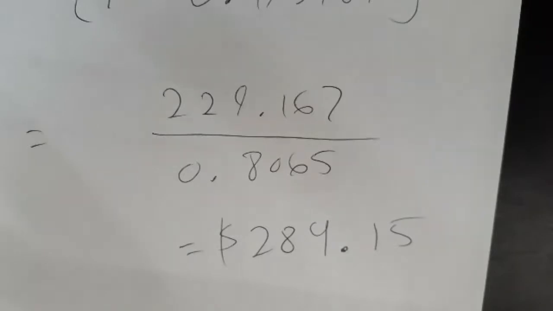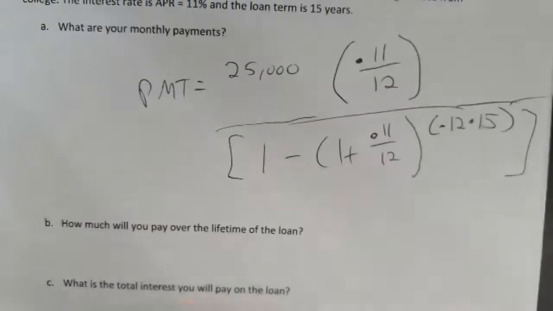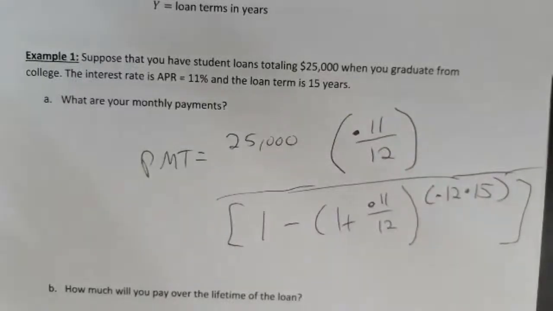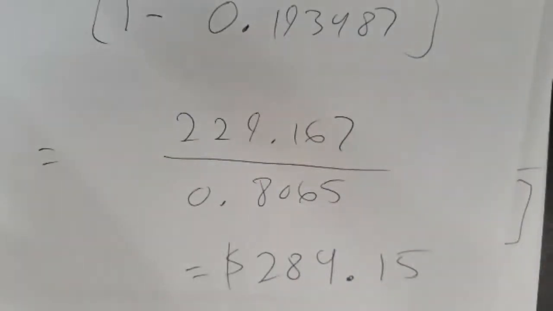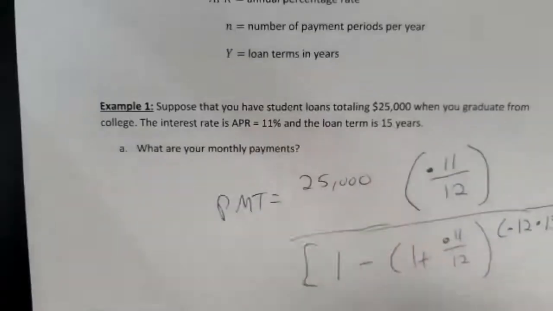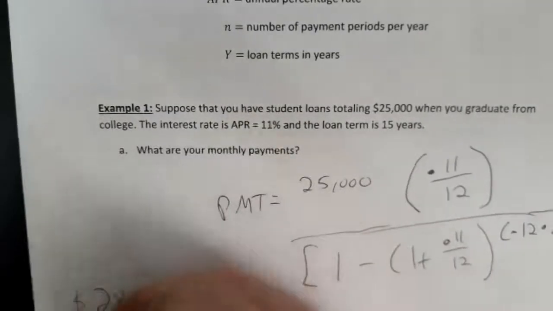So take a step back and see what we answered. We want to figure out what our monthly payment would be, and they give us all this information about the loan. In order to pay back $25K in 15 years, we'd have to make payments of $284.15. Okay. 284.15 is what I'm going to put down here. So it's 284.15 minus payment here.